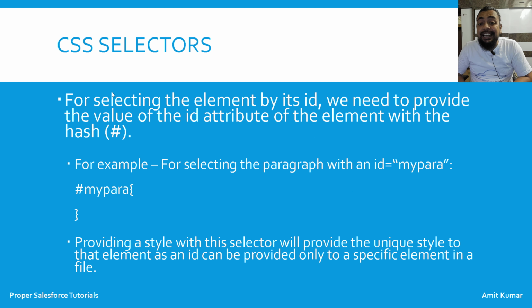Now for selecting the element by its ID, we need to provide the value of the ID attribute of the element with the hashtag. So for example, if a specific element is having an ID myPara, and if we want to style that specific element, we will use hashtag myPara and then the declaration block where we will provide the property name and the value. Now providing a style with this selector will provide the unique style to that element, as an ID can be provided only to a specific element in a file.